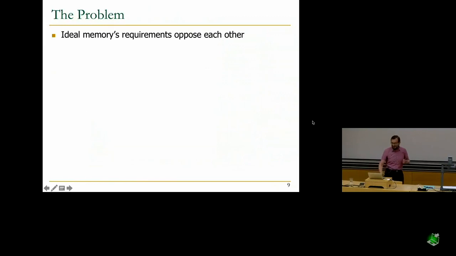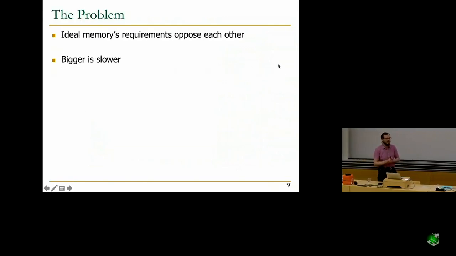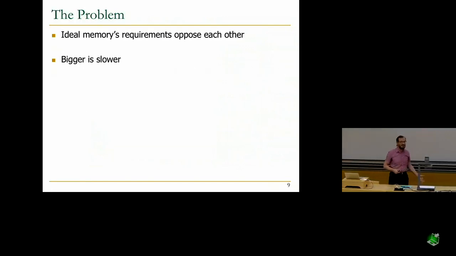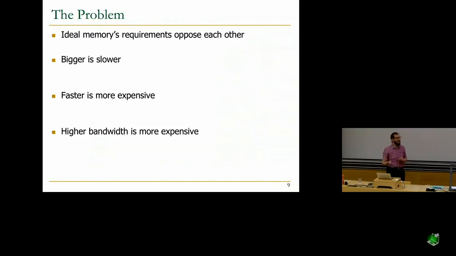Basically, the problem is, if you want ideal memory like this, these requirements oppose each other. Let's take a look at them. If you want bigger memory, that's slower, for the reasons we've discussed, right? You need a large row decoder, you need a longer row, and you need longer bit lines. And that makes everything slower. And faster is also more expensive at the same time. So it's hard to get zero cost, infinite capacity, and zero latency at the same time. And higher bandwidth is also more expensive. All banking, multi-porting, replicating the different memories, that leads to a higher cost.